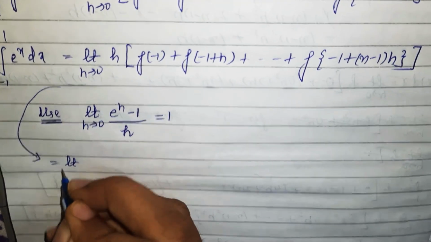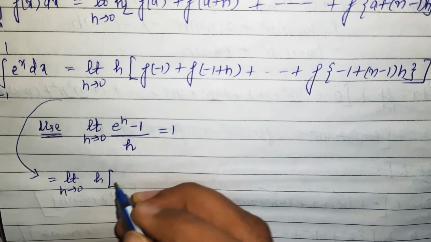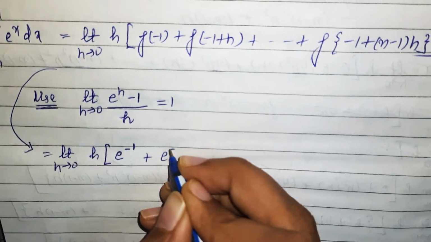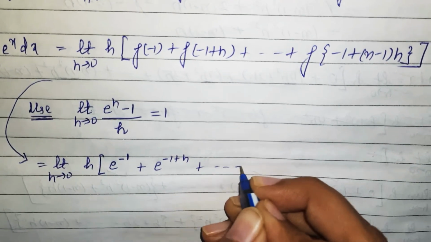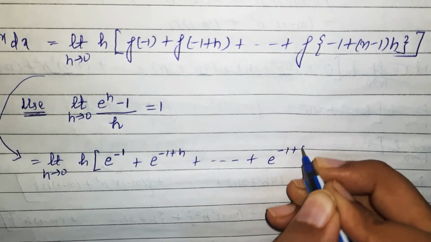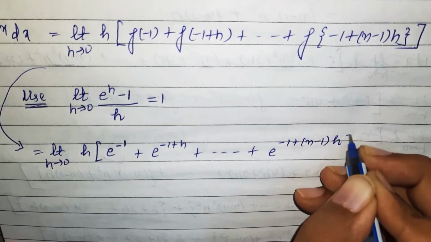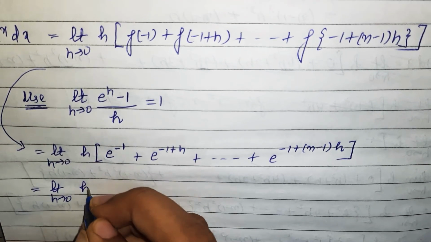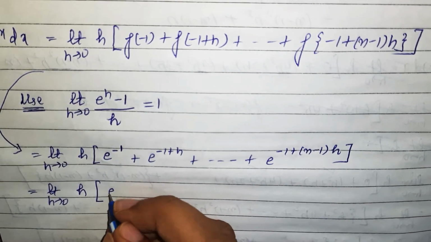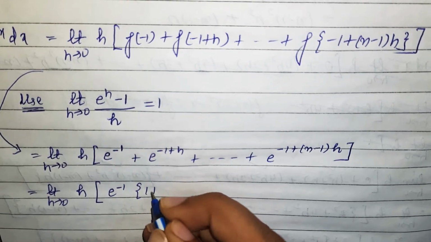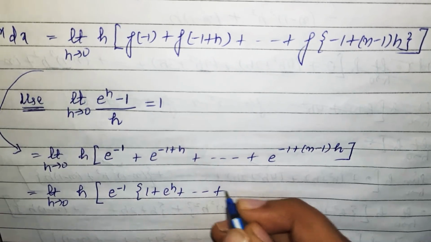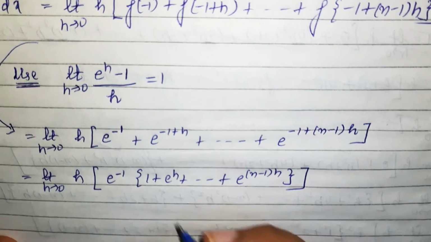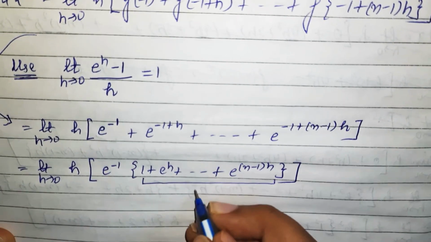So limit h tends to 0, f(x) is e raised to the power x, so this is e^(-1) + e^(-1+h) + ... + e^(-1+(n-1)h), multiplied by h. If I take the common factor, I get 1 plus e^h, up to e^((n-1)h). So this is your GP.